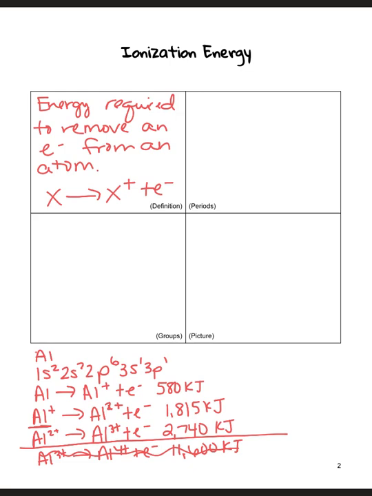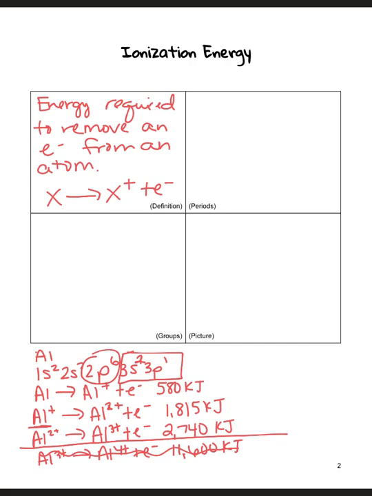The reasoning here is, and I had this wrong, this is 3s2 up here. So here are the 3 electrons that it's losing. Once it loses those 3, it's going to be really hard to pull from that 2p orbital that's already filled. That's why it takes 11,600 kilojoules. So I just wanted to explain that.